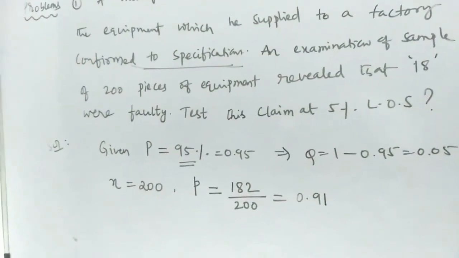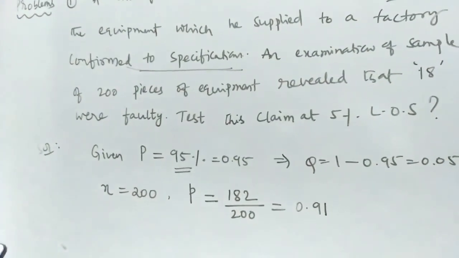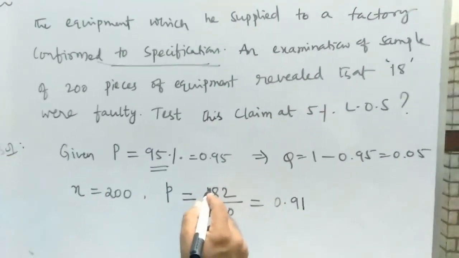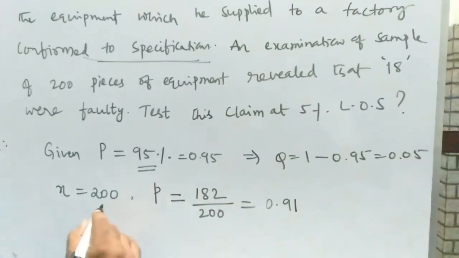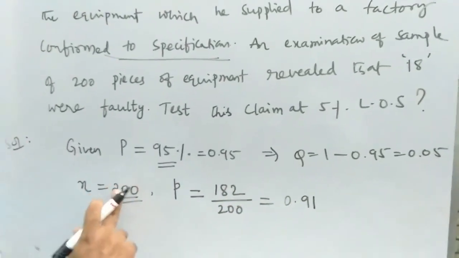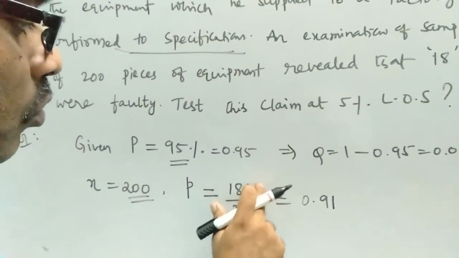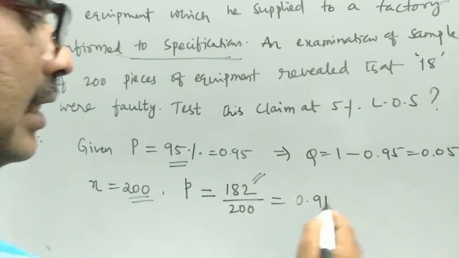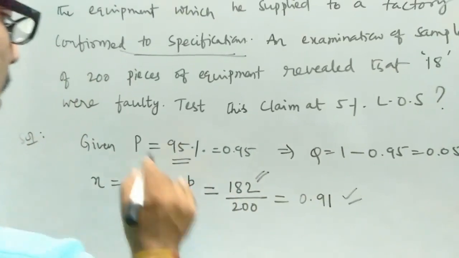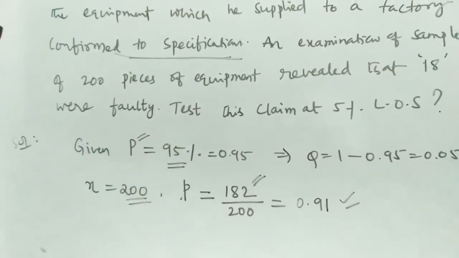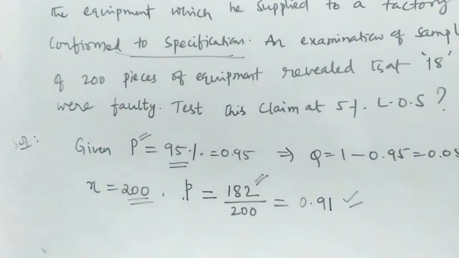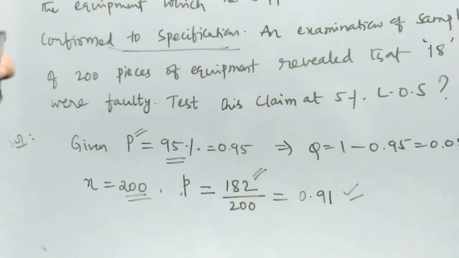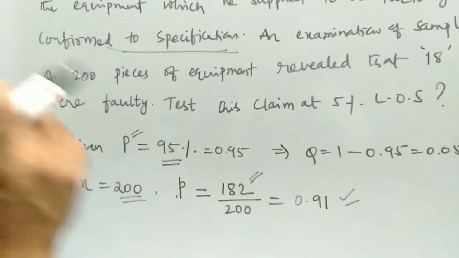Now I am going to use the testing of hypothesis procedure. This is the proportion of pieces conforming to the specifications out of 200 sample items. In the 200 item sample, 182 conform to the specifications and are good ones. 182 by 200, this is the sample proportion, small p. This is the population proportion. Population proportion means what he has claimed as the guarantee for the given items, 0.95, 95% minimum.